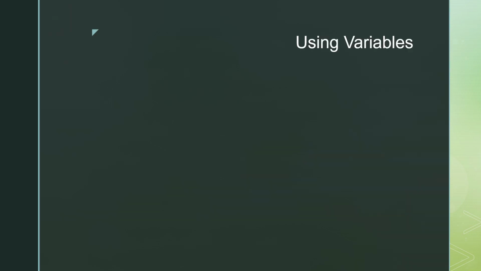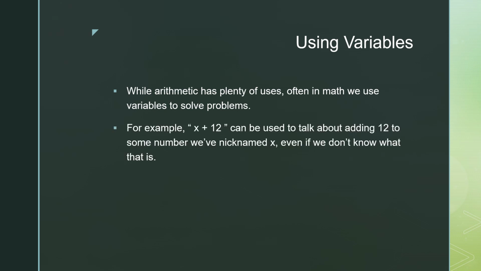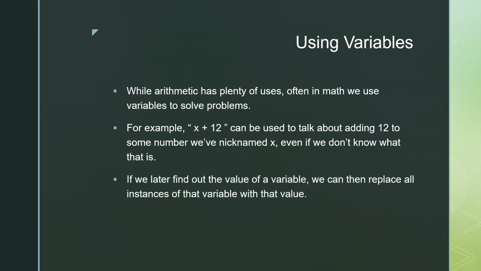So the first thing we're going to address is using variables. You've probably seen variables in some aspect of your life, but we often use them in math to solve problems. So we can talk about a number like x, where we say something like x plus 12, and that just means we have some number, we've nicknamed it x, and we don't necessarily know what that is. And we can talk about still adding 12 to it, even if we don't know what it is.